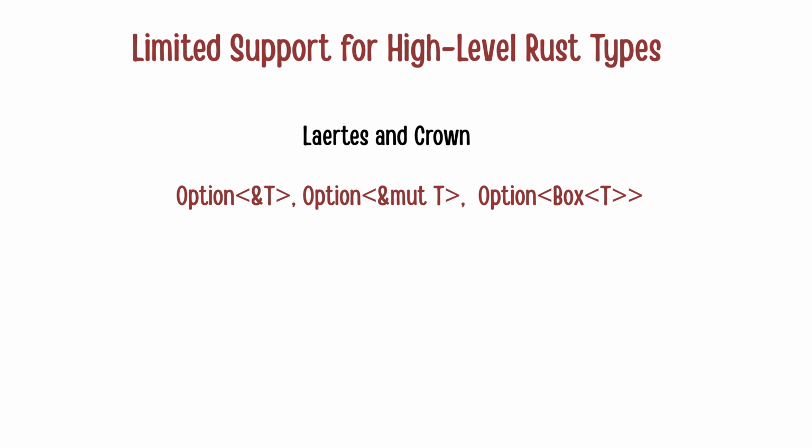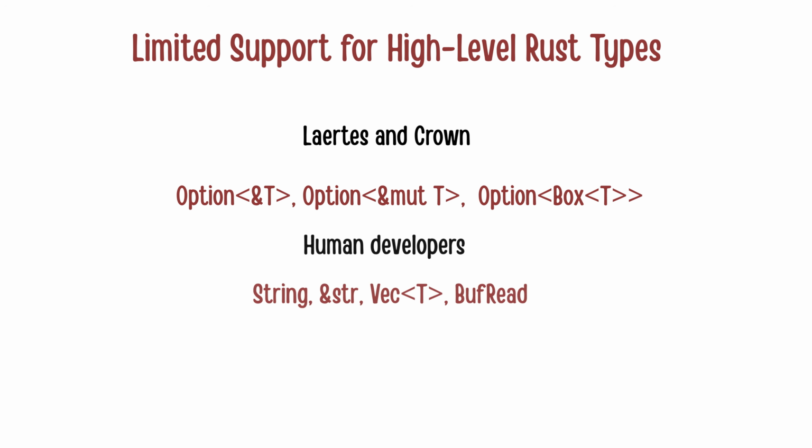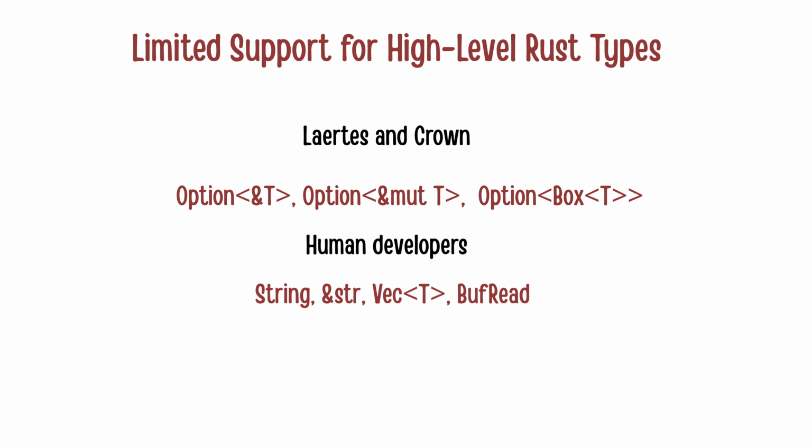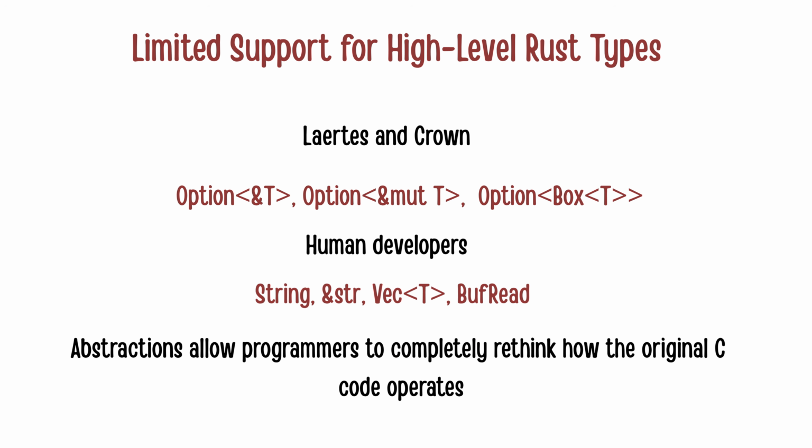Layerts and Crown primarily work with relatively low-level Rust reference types. But remember what we saw in the user study. Human developers frequently lifted C pointers into much higher-level abstractions. These abstractions allow programmers to completely rethink how the original C code operates. The compiler-based tools, however, largely remain tied to the original pointer-oriented representation.